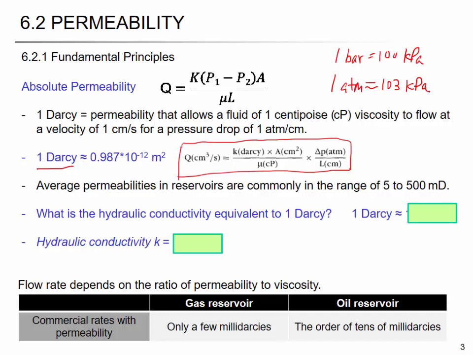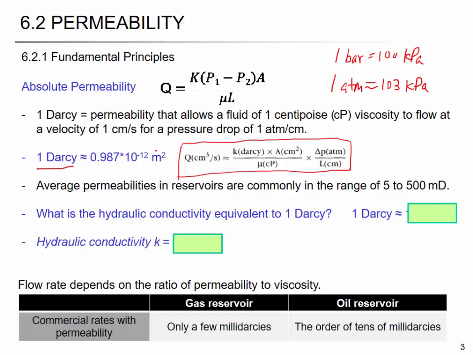Average permeabilities in reservoirs are commonly in the range of 5 millidarcy to 500 millidarcy. So 500 millidarcy is a very large number. When you have fine sand, the permeability of the fine sand is about 5 darcy. And very porous sandstone is about 0.5 darcy. So 0.5 darcy is the same as 500 millidarcy. So 500 millidarcy is a very highly porous rock.